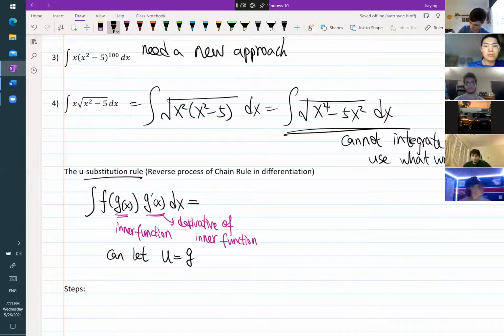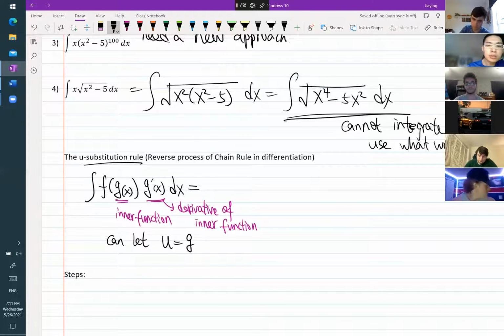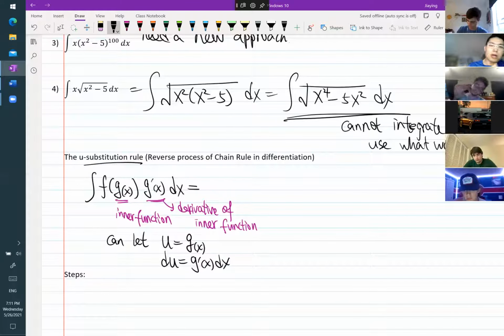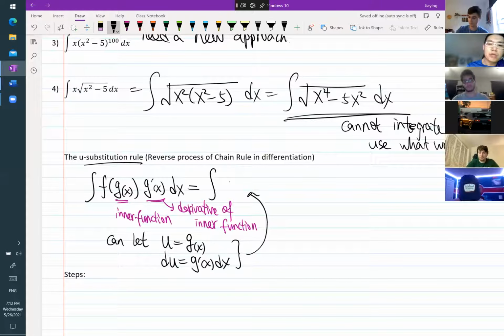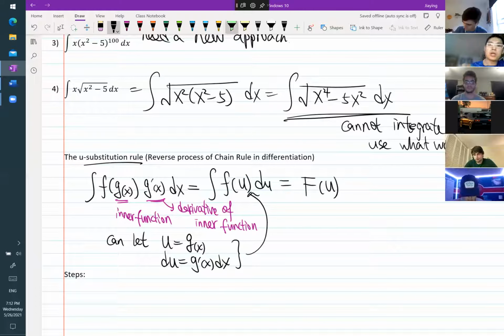We can let u equal g of x, and then du will be g prime of x dx using the chain rule. So this integral becomes the integral of f of u, if we substitute g of x with u and g prime of x dx with du. So that just becomes f of u. But this is what the u substitution really says.